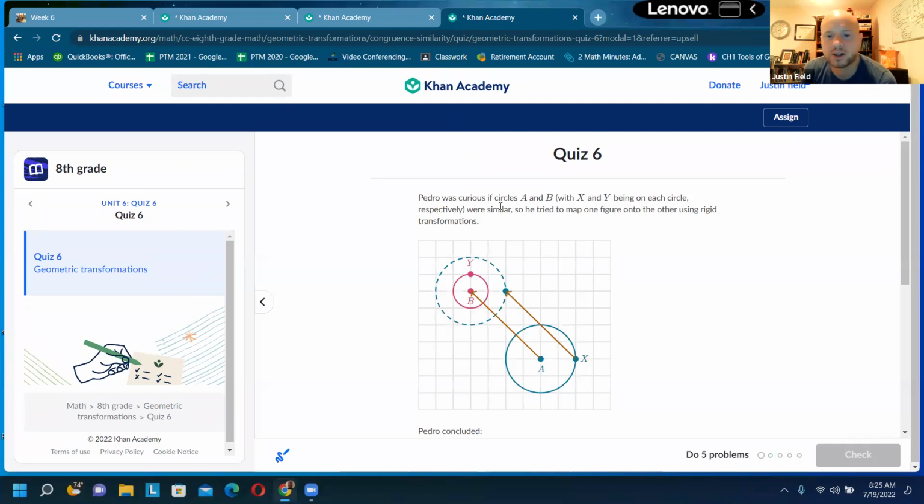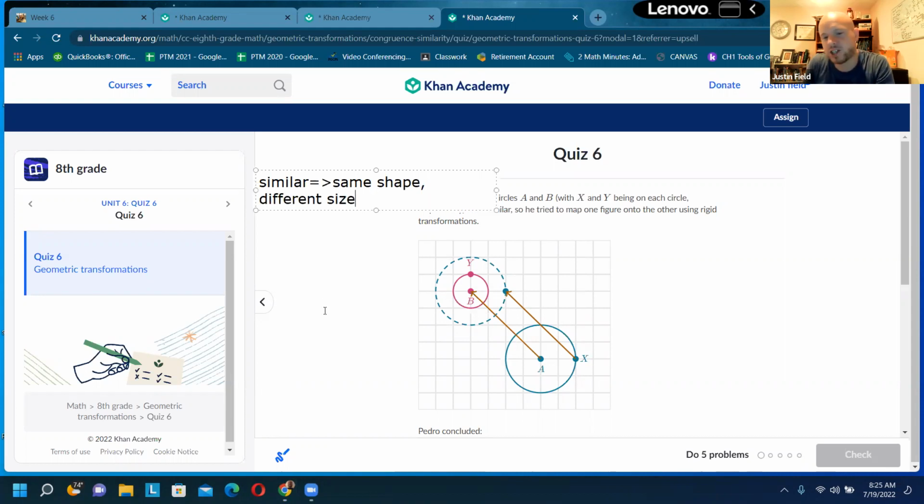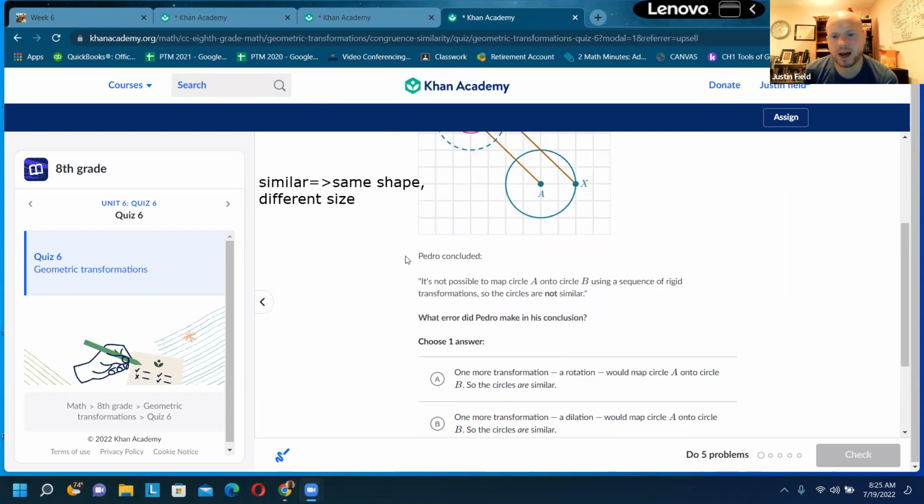Pedro was curious if circles A and B, with X and Y being on each circle, were similar. Similar implies same shape, different size. That is the geometric definition of similar. Okay, so what did Pedro conclude? It's not possible to map circle A onto circle B using a sequence of rigid transformations, so they're not similar.